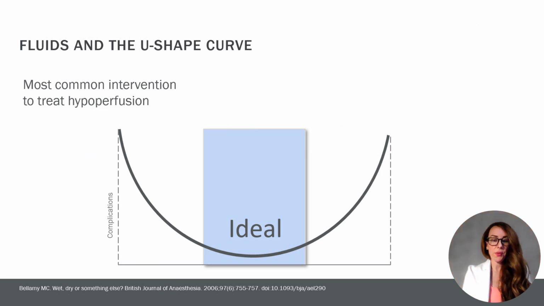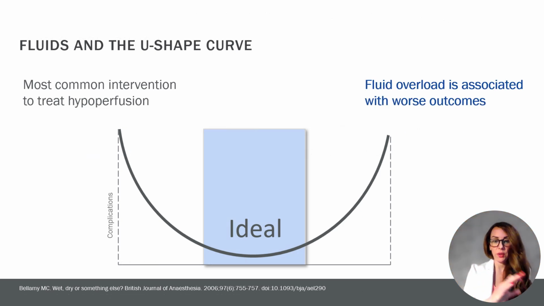So we all know that there are consequences with over and under fluid resuscitation. If we don't give our septic shock patient enough fluid, they're going to be hypoperfused. And if we give our patient too much fluid, we might send them into a volume overload state. So what the literature shows, this is the Bellamy curve, is that every single patient has an individualized volume need.